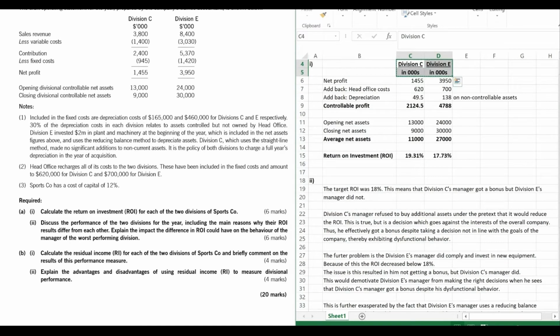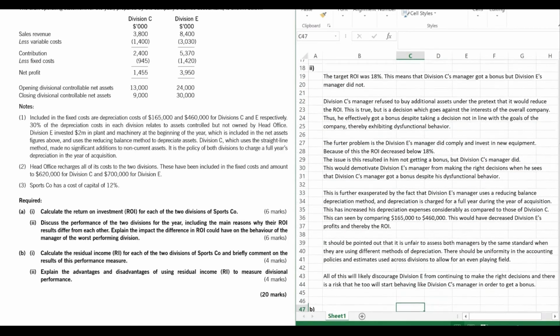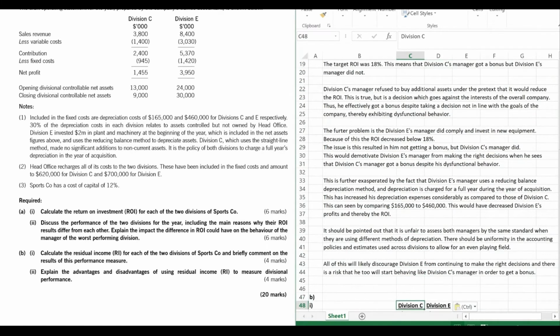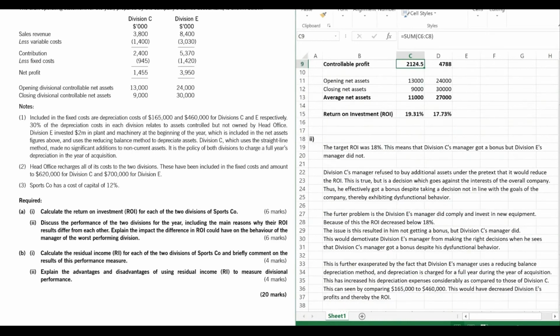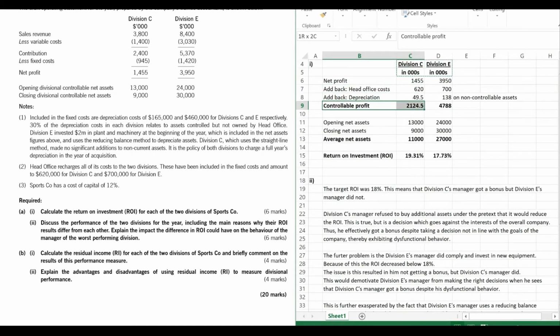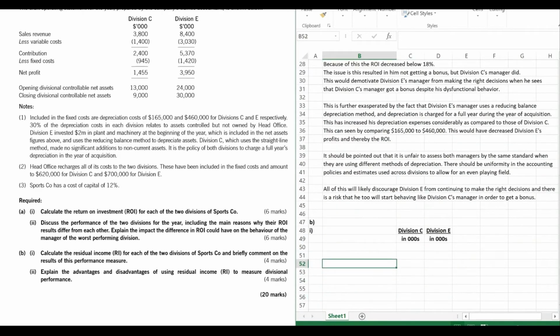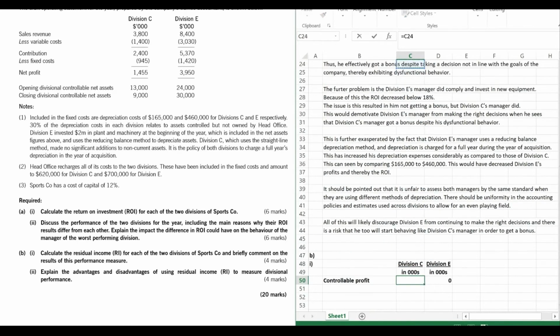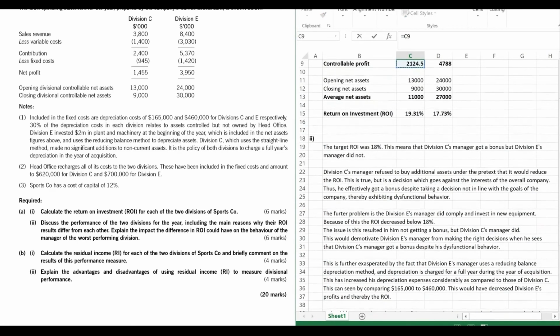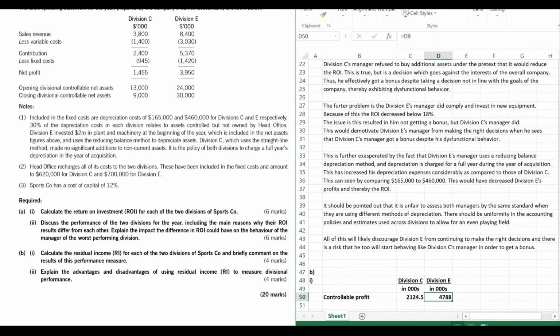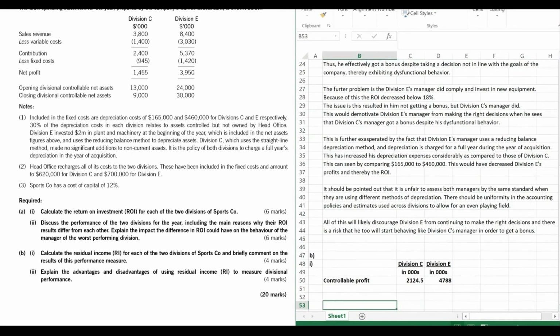First, let's just copy the headings and everything before we get into that. So we have Division C and Division E. The formula was controllable profit, which we'll take from up here, copy and paste. Okay, we'll have to once again reset the formula is equal to this and this. I didn't want to paste as values because then it will just be the numbers directly. I wanted to link the formula. Controllable profit less imputed interest.